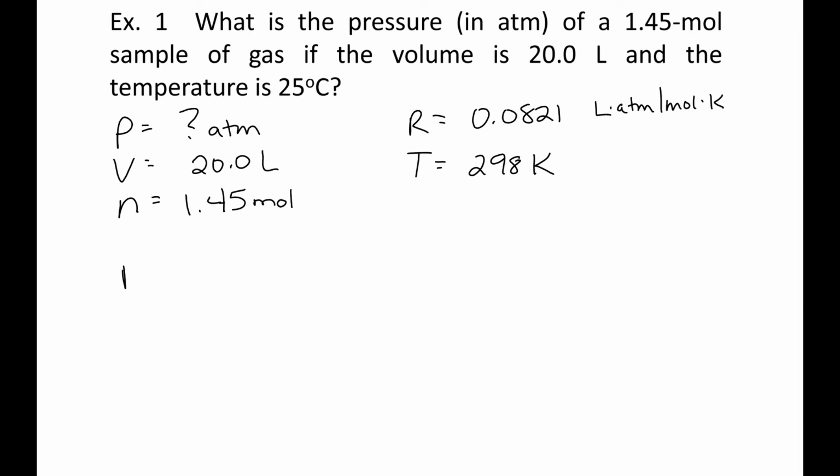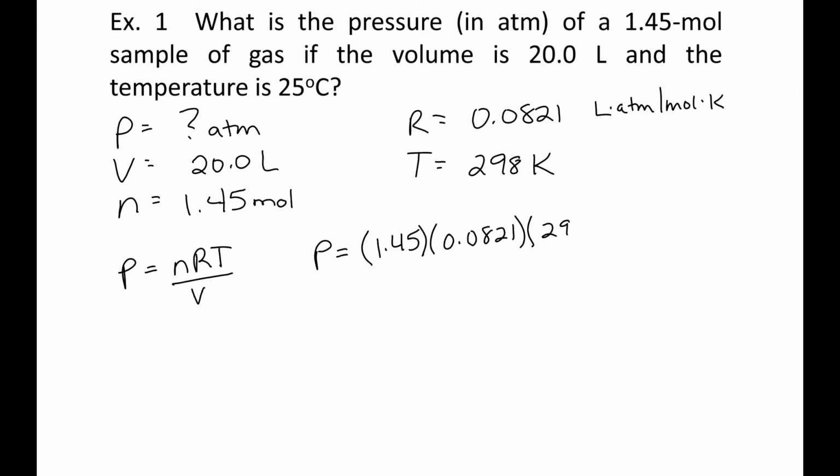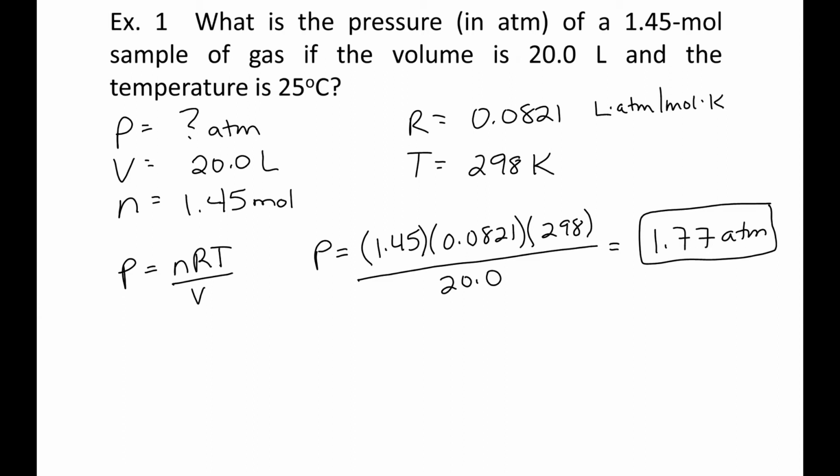Okay, so we're looking for P. So we're going to use the equation that's P equals nRT with the V underneath. So we're going to have the number of moles, which is 1.45, our R value, and T, which is 298, all over our volume. When we do this on the calculator, we get 1.77 atm. Pretty simple, right? Well, let's try another one.